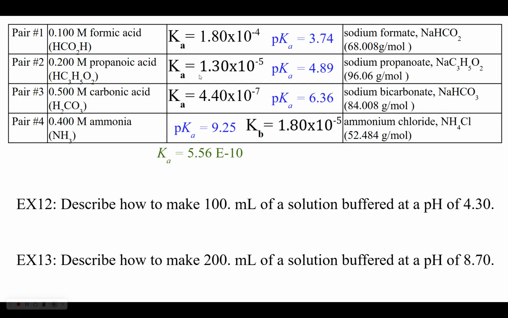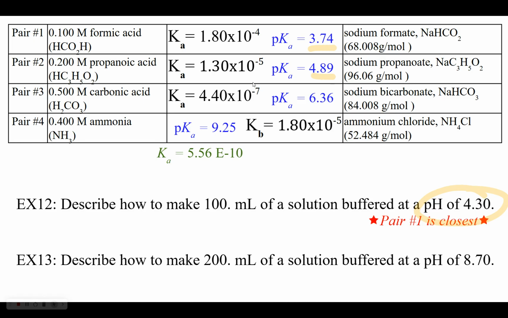So, looking at our first buffer solution, we want our pH to be about 4.3, and at first glance you might think that pair number 2 would be the best. That's 0.59 off. But pair number 1 is actually very slightly closer. It's 0.56 off from our pH. And it is a very small difference.